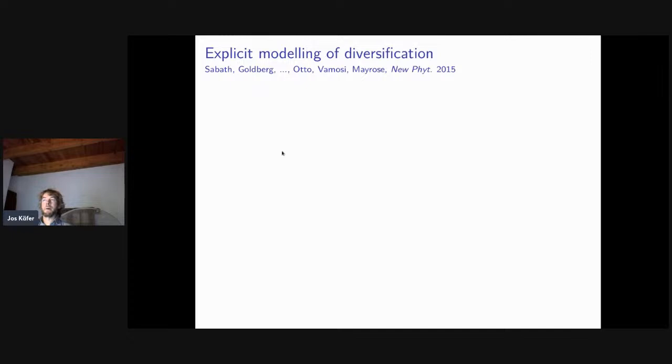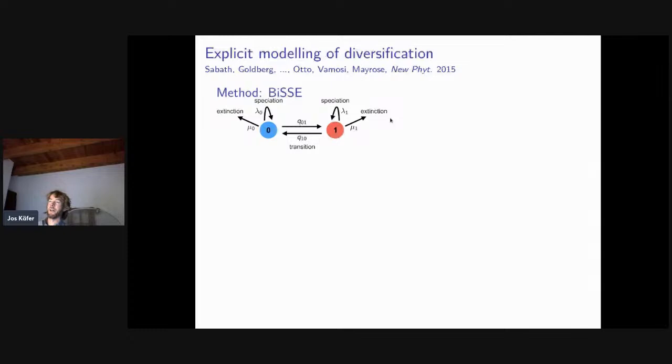About the same time, one year later, there was a study made by Nick Sabath, but also with a contribution by Emma Goldberg, Sally Otto, Jana Vamosi in New Phytologist. So they used state-of-the-art diversification methods. So they used BiSSE. And if you have seen the previous seminars, you know what it is. You have two states, 1 and 0, and each state has a speciation and extinction rate, and there are transition rates between those.